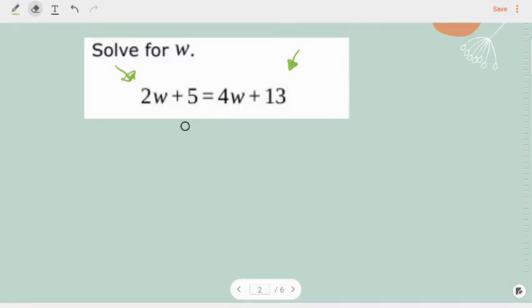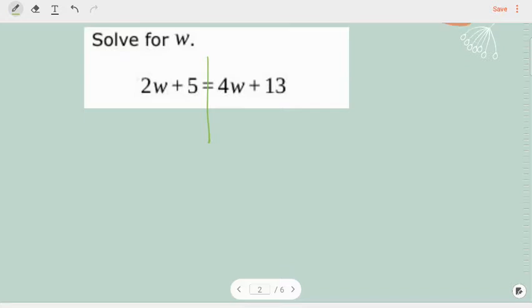So here's what I'm going to do. I am first going to identify whichever side has the larger amount of variables. That's the side I'm going to collect and make my variable side. So as I look at this, it says 2w and this says 4w. I'm going to make this my variable side. And I'm going to make the other side the side that I collect all my plain old numbers on. We call them constants.